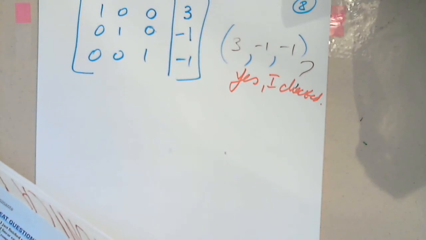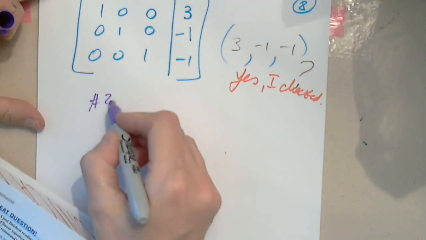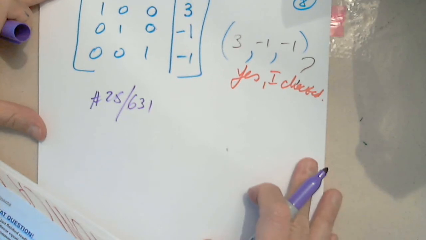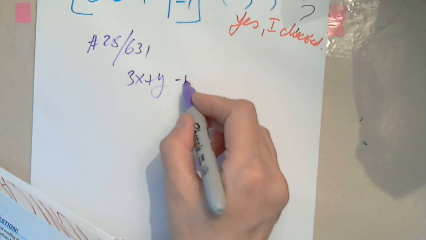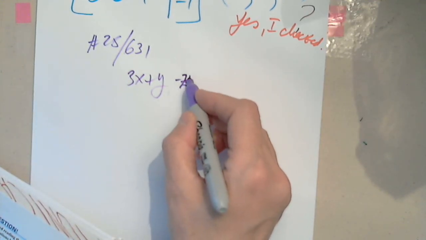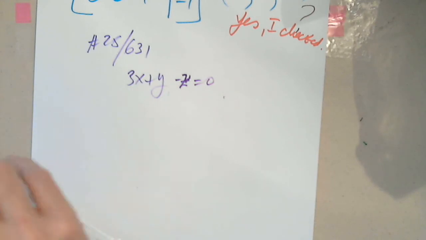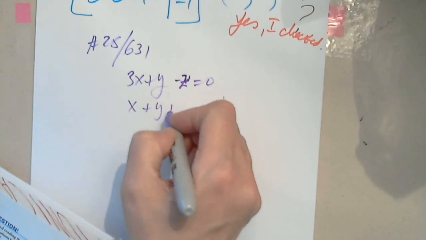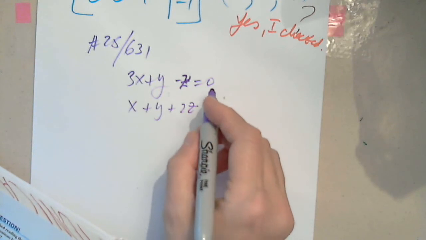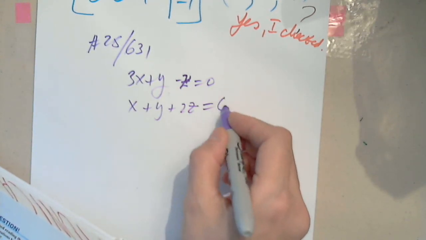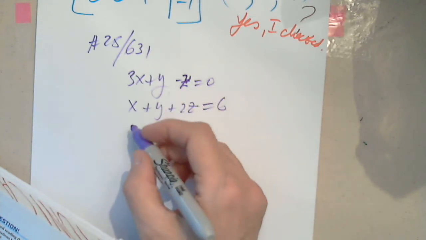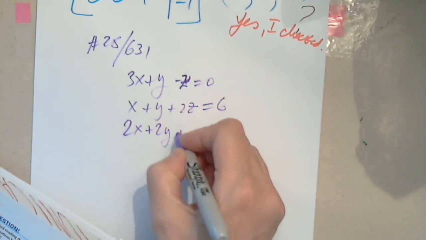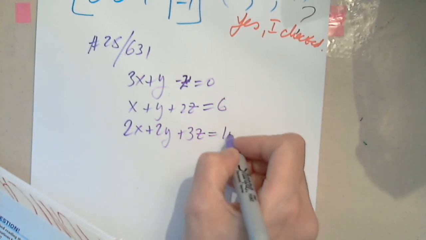Yeah, 28 caught my eye. I don't think I did 28 before. On 631. 28. 3x plus y minus z equals 0. x plus y plus 2z equals 6. And 2x plus 2y plus 3z equals 10.